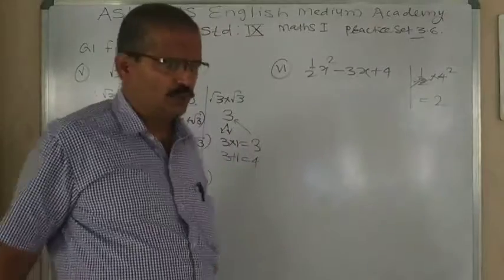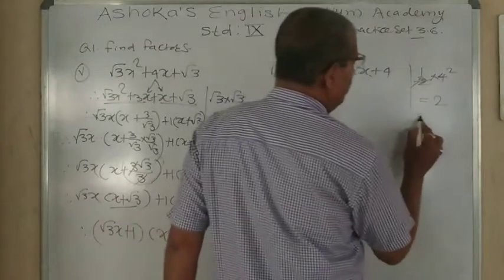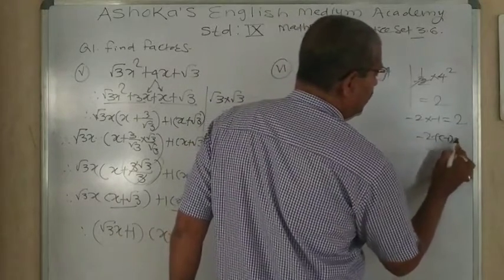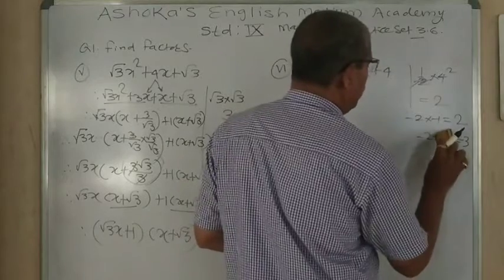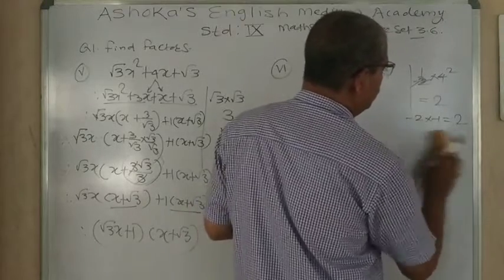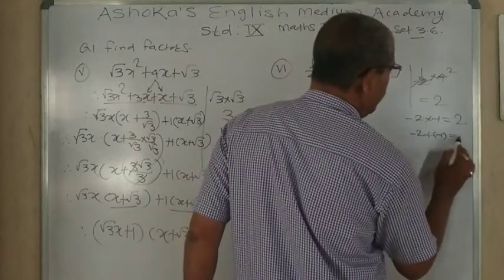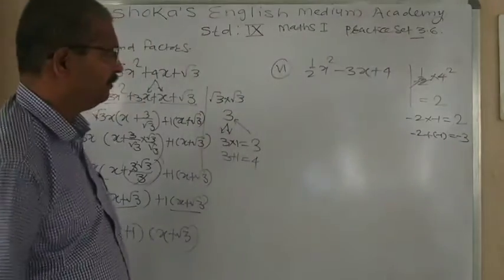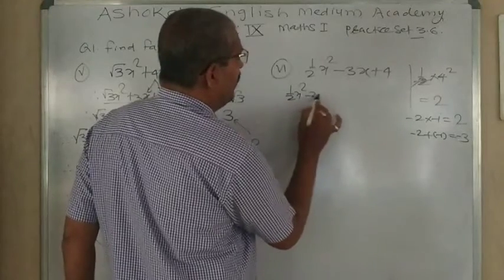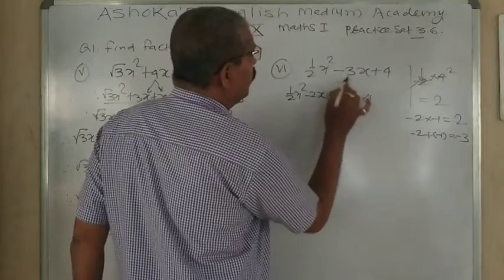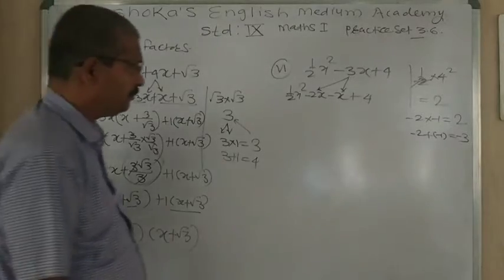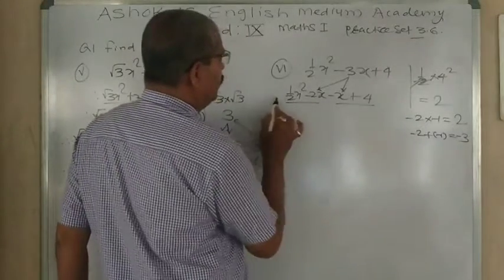We should split these two such that their product is 2, that is minus 2 into minus 1, positive 2. Minus 2 plus minus 1 is equal to minus 3. The sum of the two numbers must be equal to the middle term, minus root 3. Therefore, now here we will do half x square minus 2x minus x plus 4. This is the splitting of minus root 3. Then this is one group and that is one group.